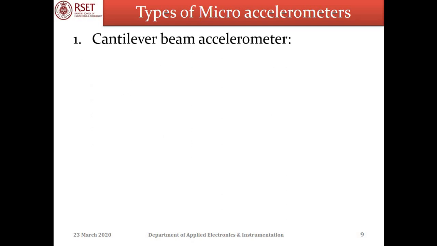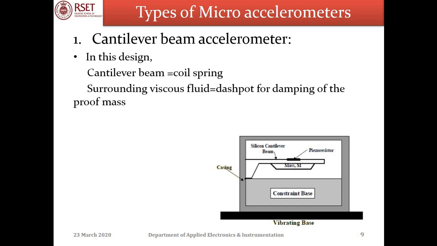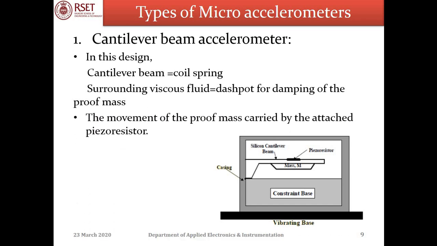The first and the prominent among them is the cantilever beam accelerometer. Let us now look into how this cantilever beam accelerometer is fabricated. In this design, the cantilever beam is actually representing the coil spring, and the surrounding viscous fluid will actually represent the dashpot for damping of the proof mass. So the representation is also shown in the slide. The movement of the proof mass is sensed by the attached piezoresistor.